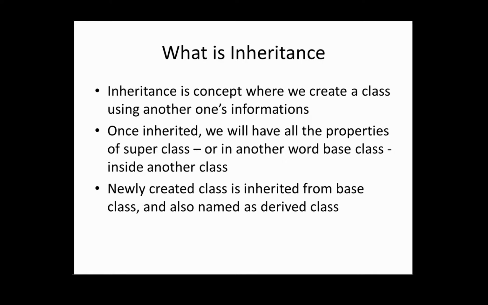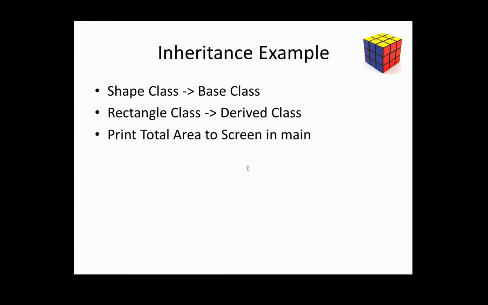So let's write an example. Okay, I want to give the very basic and popular example about this one. Assume that we are going to have a shape class, which is going to be our base class, and we are going to write a rectangle class, and this also is going to be our derived class, which is derived from our shape class. Okay, so at the last, in the main function, we are going to print the total area of the object to the screen.